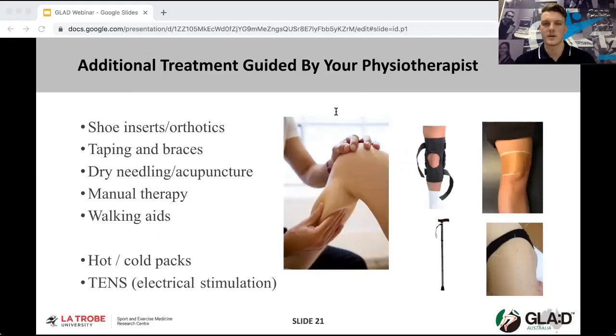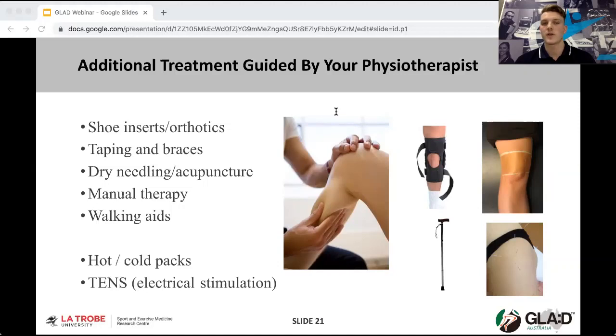So we have shoe inserts, orthotics, taping and braces, which may help reduce pain and improve your confidence. However, alone, they are rarely a long-term solution. Dry needling or acupuncture and manual therapy can help reduce pain in the short term, but long-term, these treatments are unlikely to help. And using a cane or walking stick in the opposite hand when walking reduces the load on the aching joint, which may help prevent limping.